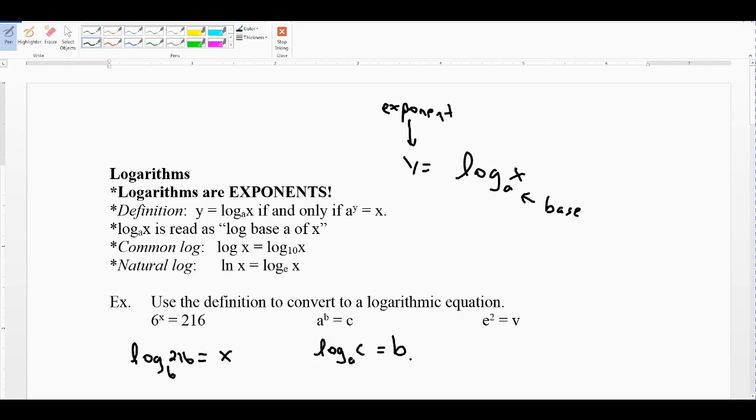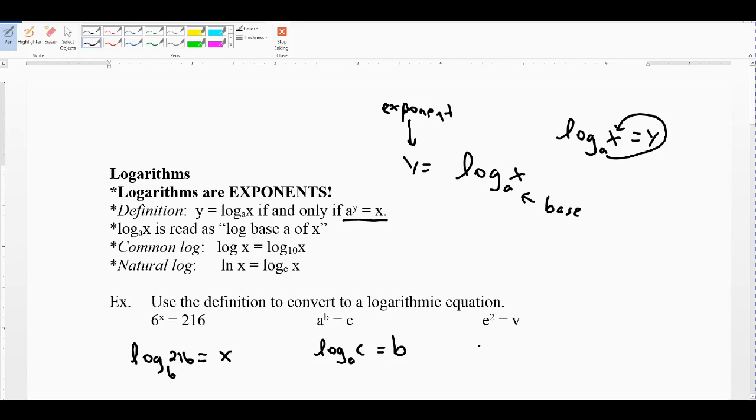Now if you really want to know a way to check yourself, watch this. If I write it out like this, if I start at the base, I actually go in a circle. A to the y equals x. That's how we got that. 6 to the x equals 216. A to the b equals c.